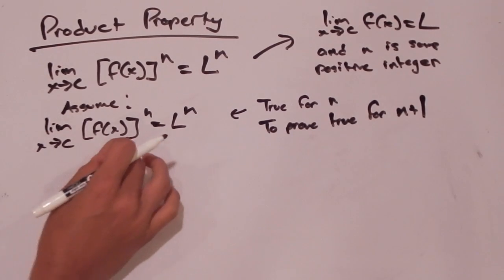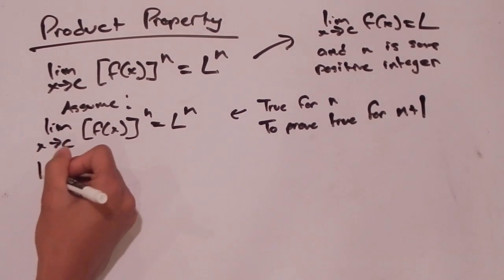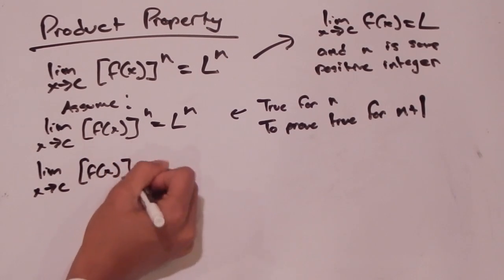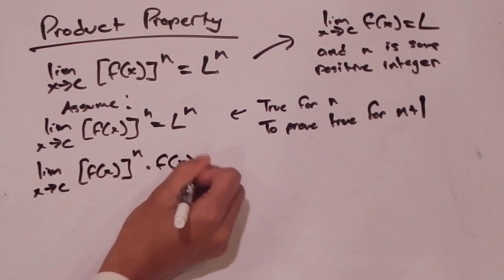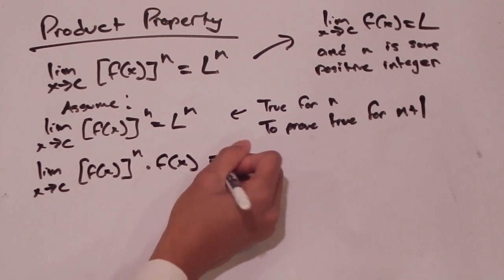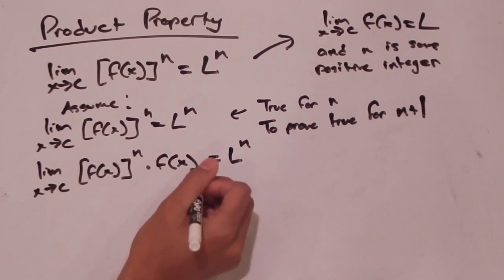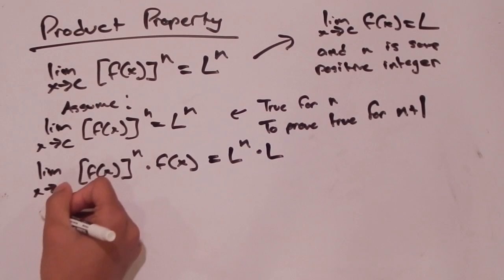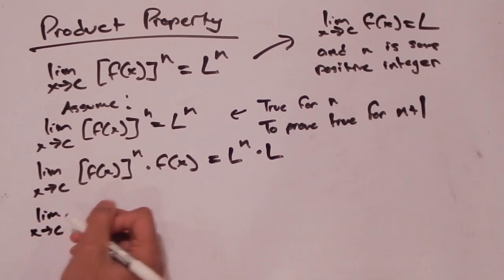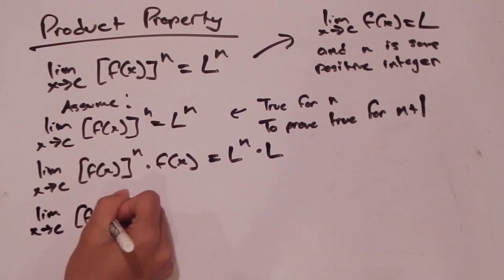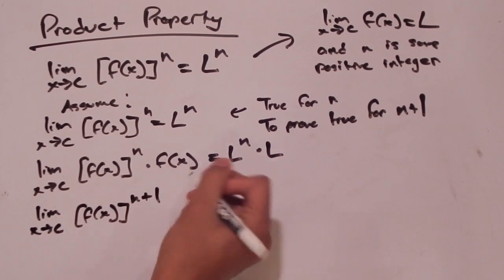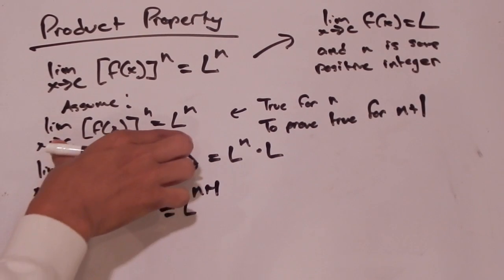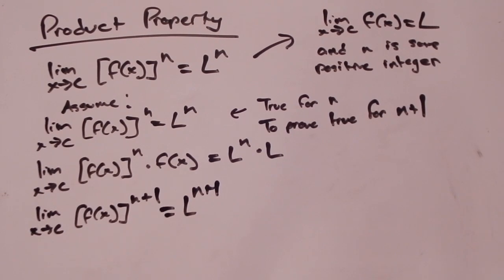Well, if this is the limit of f of x to the n, then we're going to try and find the limit of f of x to the n times f of x. And based on our product property that we just proved, we know that this will be L to the n times whatever the limit as x goes to c of f of x is. Well, that's just L. So let's see what we get. The limit as x approaches c of f of x to the n plus 1 is equal to L to the n plus 1. So we've shown that if this statement is true for n, it's true for n plus 1. Well, why have we done that?